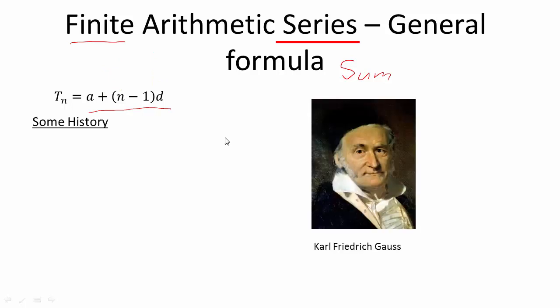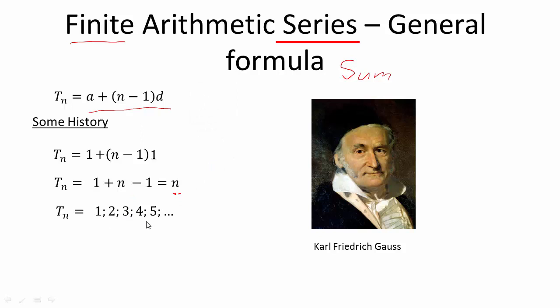Let's just look at some history. Carl Friedrich Gauss discovered a proof when he was only 8 years old. The problem was, how could you add up the numbers from 1 to 100? So he took this general formula where a was 1 and d was 1, making Tn equal to n. And this is obviously all positive integers from 1 to 100. The sum of n from 1 to 100 would give us 1, 2, 3, 4, 5, 6, 7, 8, 9, all the way to 100.